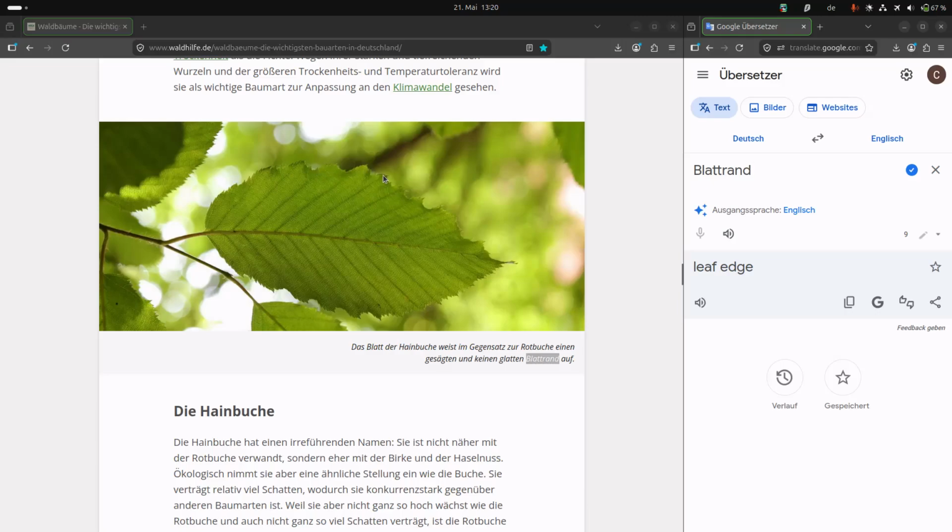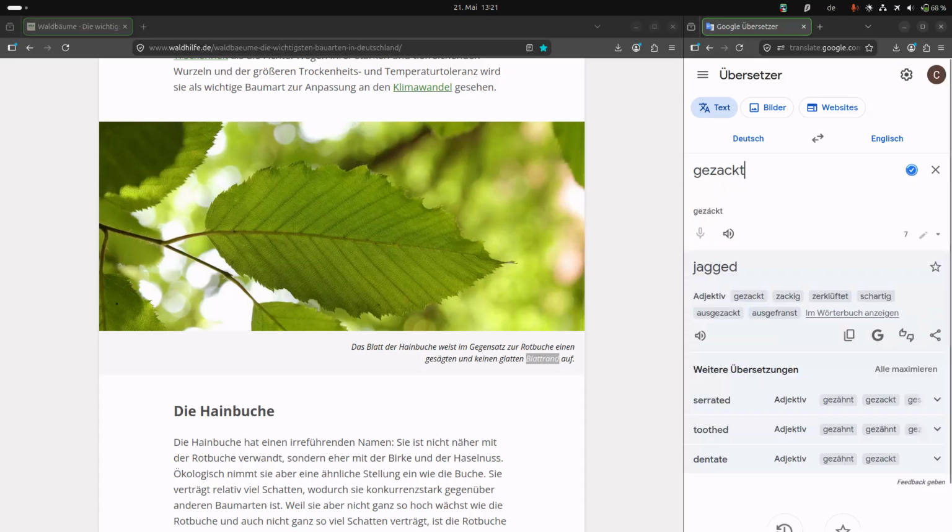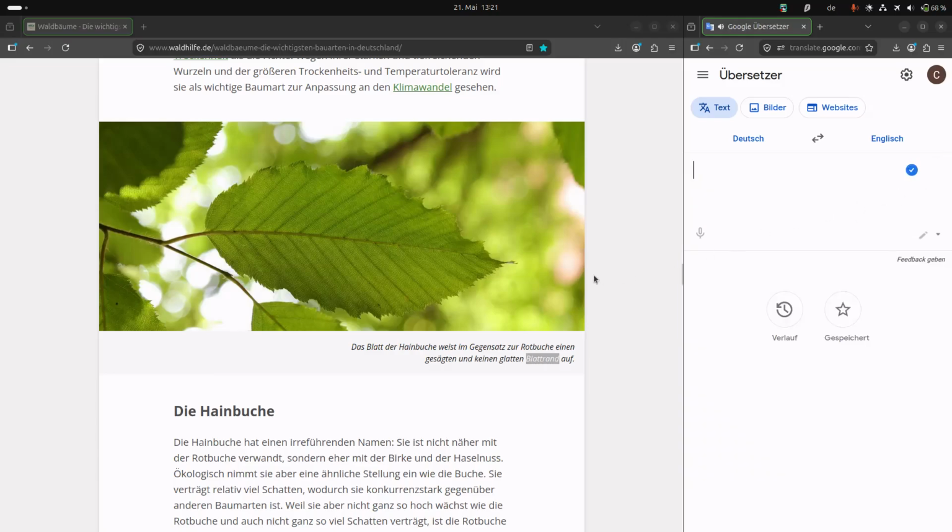In German we say gesägt, as it's written here, to describe it as being like a saw blade. We also say gezackt, jagged, and it's kind of similar to that.